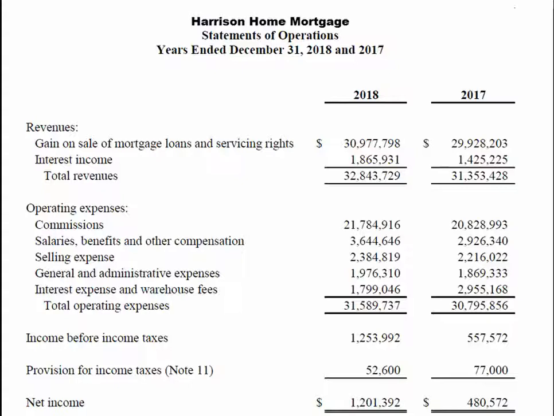The company earns interest income for the amount of time their mortgage loan is on the line of credit until they sell it to an investor. At the same time, they're getting interest expense. So depending on how they report it, this could be a gross figure. This is a gross figure, and their interest expense is down here, and they also included warehouse fees.